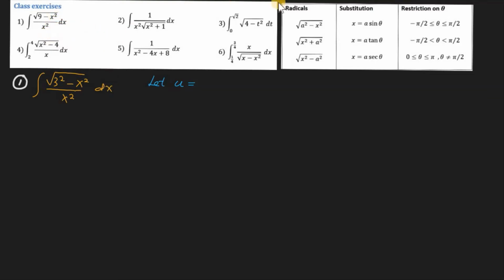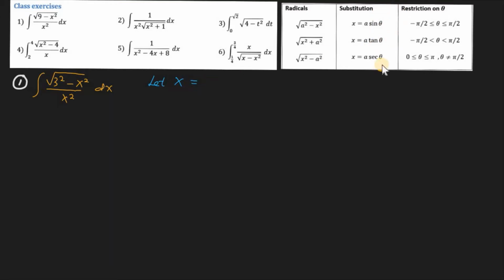Okay, so let's consider to use trigonometric substitution. Trigonometric substitution is not a simple u substitution. So for a start there, this is wrong. You have to change your x, the x in terms of a trig function. That is the trig substitution.